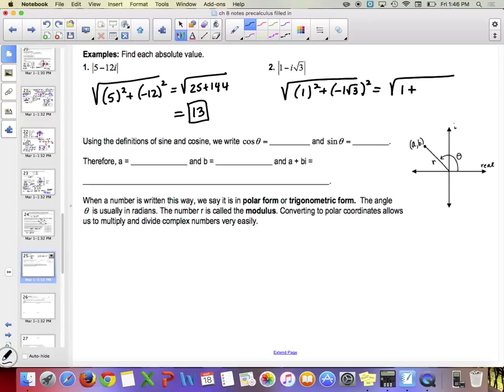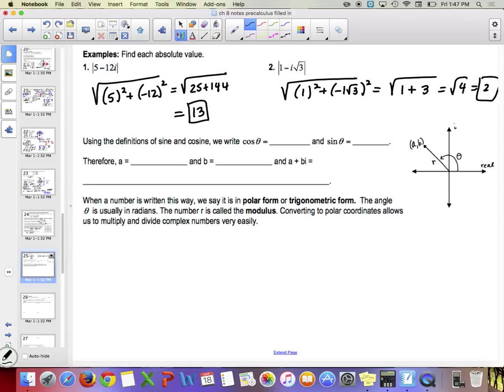So we're going to have 1 plus 1 times 3, so 3. So we get the square root of 4, which is 2. Okay, that would be that. So it's basically like the magnitude of a vector.